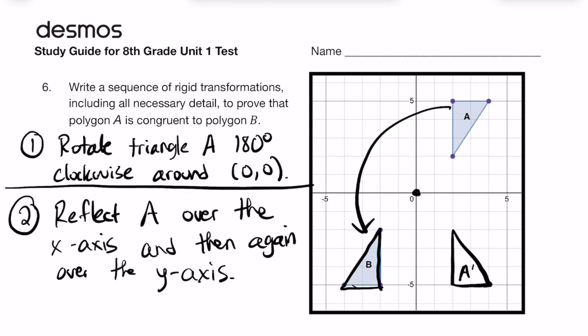As long as you give me some sequence of translations, reflections, and rotations that takes A to B with all necessary detail, so we have the degree, the direction, and the center of rotation, or the lines of reflection, then you'll be in good shape.